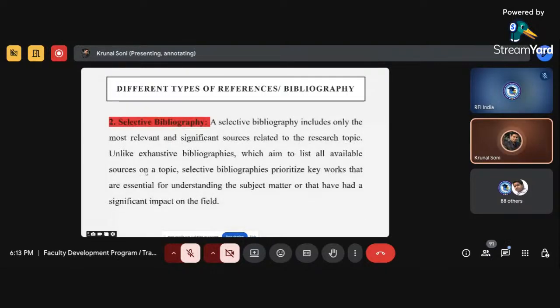Selective bibliography. We should not write everything from all the referencing, but we should write this particular summary for some relevant and significant sources of the research that we have utilized. So it is the choice of the researcher. Nobody else can decide which is important and which is not; it is completely the call of the researcher, who feels what is most significant to their research work.